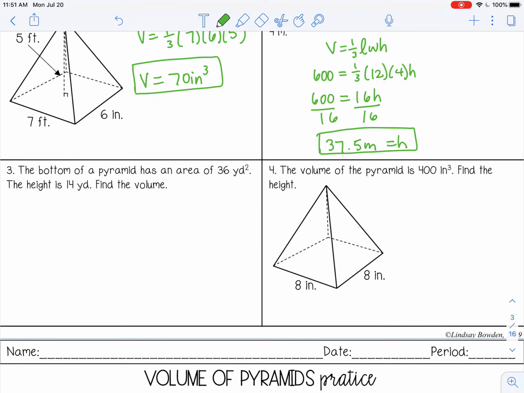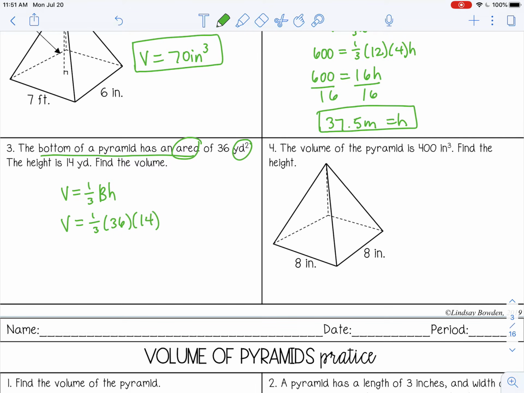All right. Number 3, the bottom of a pyramid has an area of 36 yards squared. The height is 14 yards. Find the volume. Okay, so the bottom of the pyramid has an area. That means the base has an area. So I can use the 1/3 base times height formula. So the area of the base is 36, and I know it's talking about area because first of all it says area, but also yards squared. Squared is always area. And then my height is 14. All right, so 36 times 14, and then divide that by 3. I get 168 yards cubed.